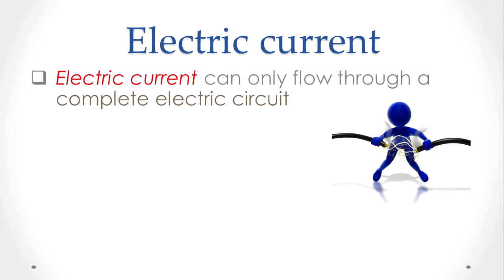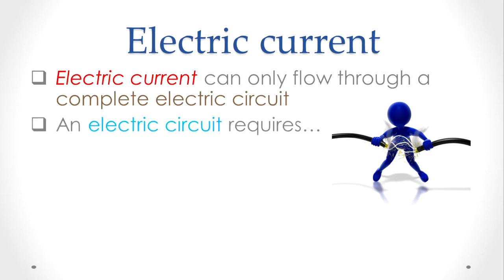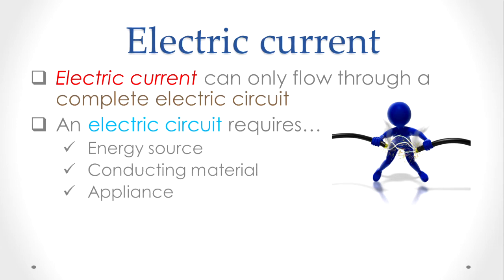Remember, electric current is the rate of flow of charge and can flow through a complete electric circuit. An electric circuit requires a few things, and they are an energy source in the form of a battery or a cell, conducting material, mostly copper wire nowadays, and of course an appliance that you want to run.